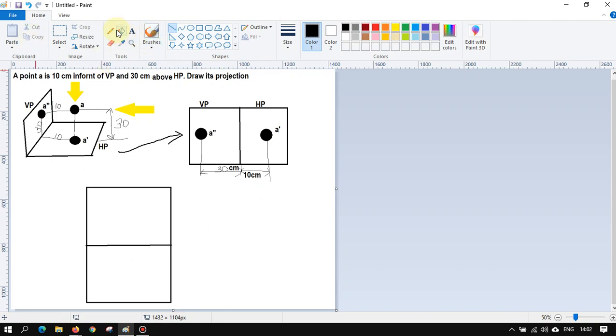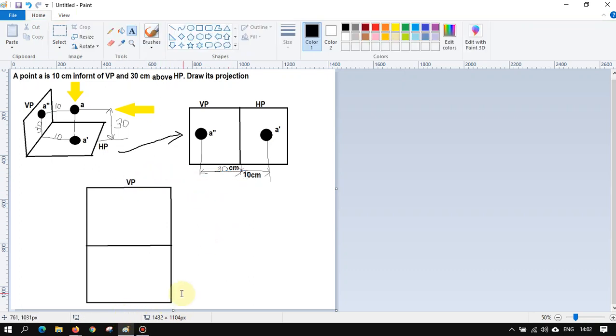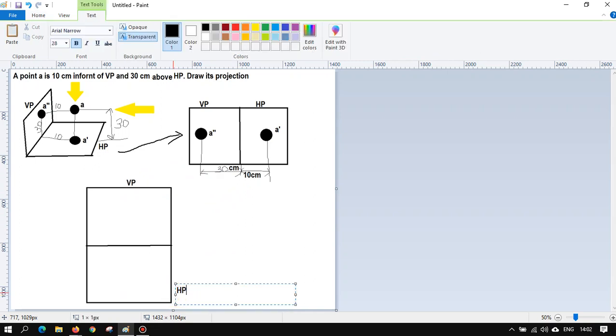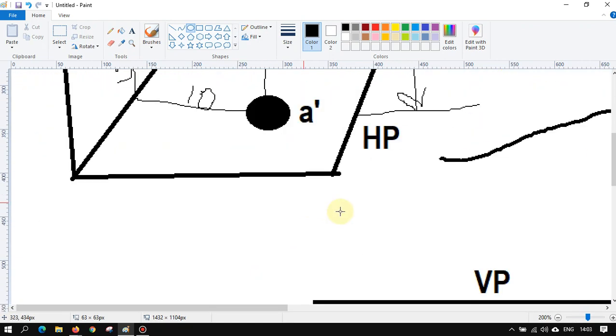Fine. After that we write over here VP, and we also write over here HP. Then we draw the same thing here. Again we draw the same old thing. Now let me tell you one thing. This is very necessary for you.